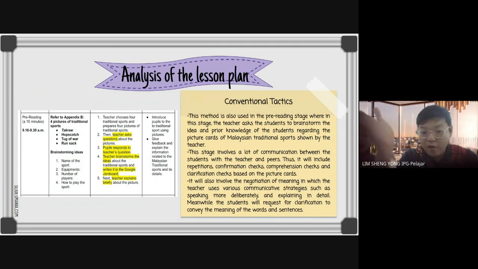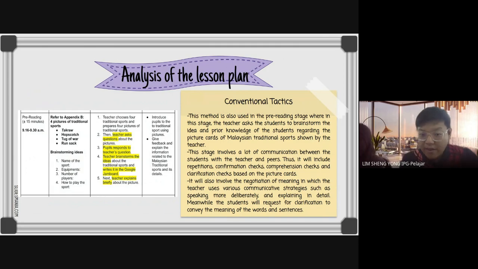This stage involves a lot of communication. In this case, the teacher is giving the input to the class, giving them input, and the students have to give the output. In this case, the repetition and confirmation checks are based on the picture cards. What is this? What's this?